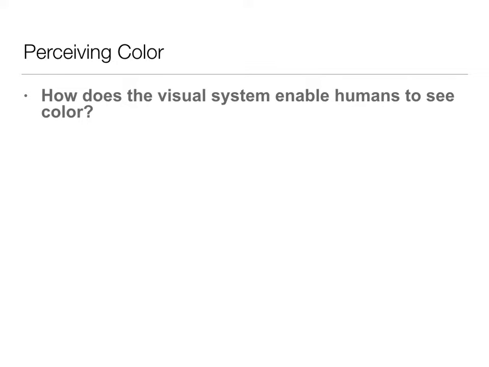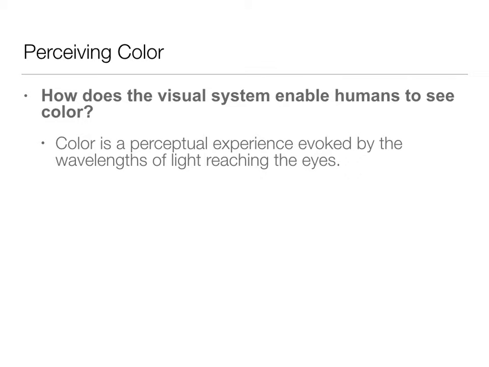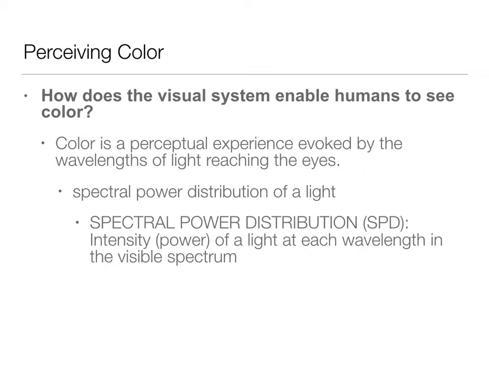So, how is this happening? Color is a perceptual experience that's evoked by how these different wavelengths of light reach our eyes. And we talk about this in terms of a spectral power distribution of light, which sounds really big and fancy, but it's really just a graph that can tell us about the intensity or the power of light at each wavelength in the spectrum.